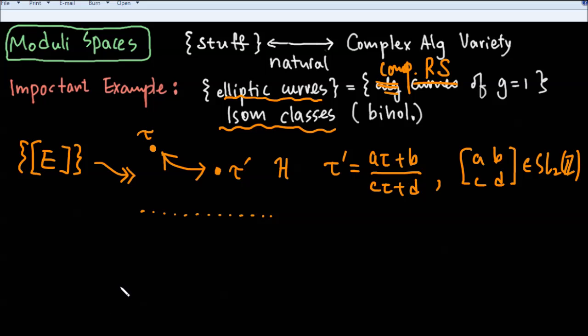So here is quotienting. The many points in H are identified as the same under this idea of isomorphism classes. And it turns out this is a collection of taus that are not related under this action. A strip like this: the real part is 1/2, and the other boundary is negative 1/2, and there is a part of the unit circle. So anything inside there cannot be reached under this action. Therefore, there is a one-to-one correspondence with elliptic curves.